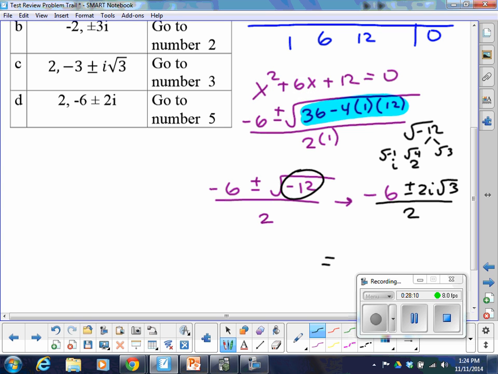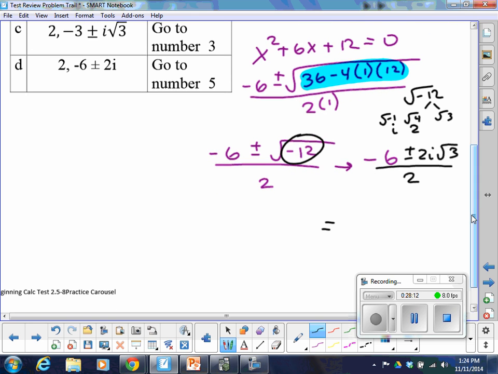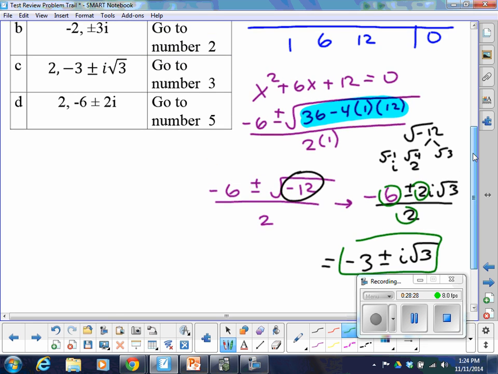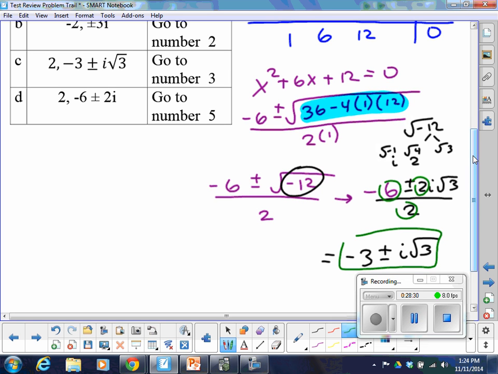Okay, and then of course the coefficients are both divisible by 2, so let's go ahead and do that. Negative 3 plus or minus i. We don't divide the root 3, we're just dividing the coefficients. Okay, so that got divided by 2 and that got divided by 2. So that would be your other zeros. To go along with the graph showed positive 2, and we can see our answer there is C.